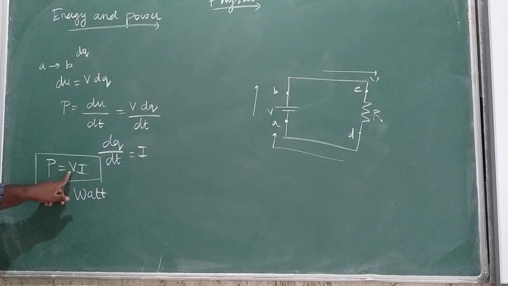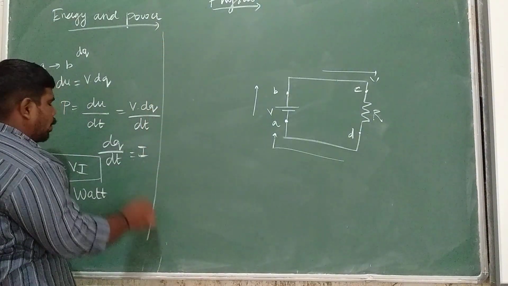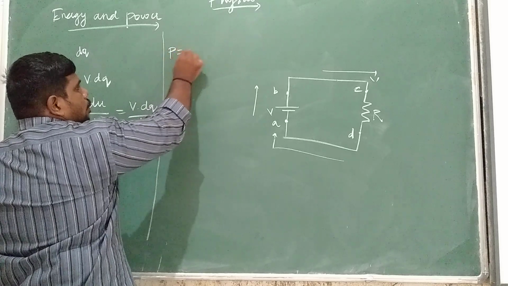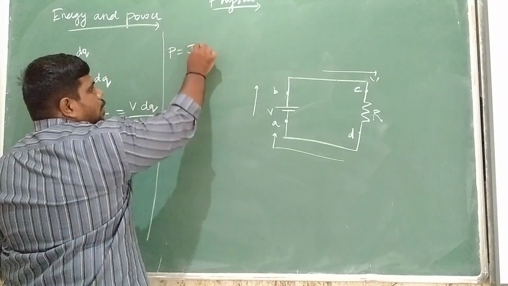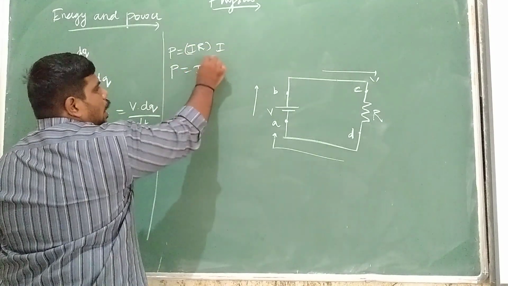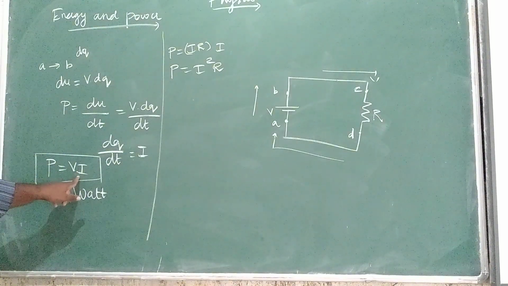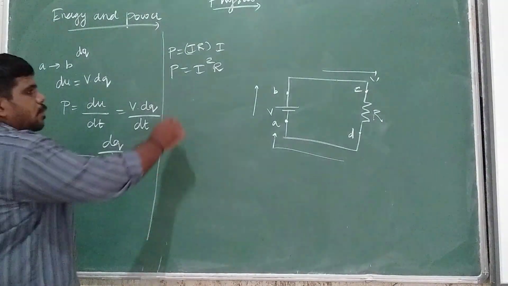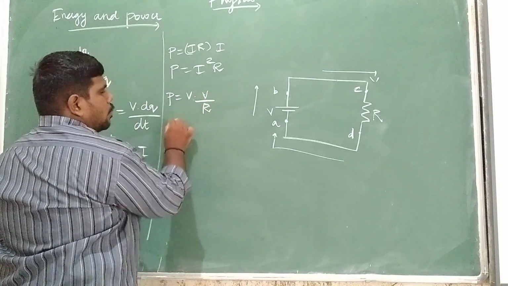So guys, what is the electrical power? The electrical power is defined as the rate at which the electrical potential energy is delivered. So P is equal to dU by dt, and dU is equal to V into dQ, and dQ by dt is equal to I. So P is equal to V into I. And the unit of electrical power will be watt.